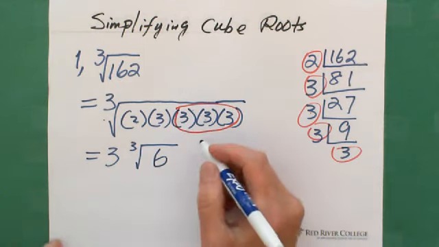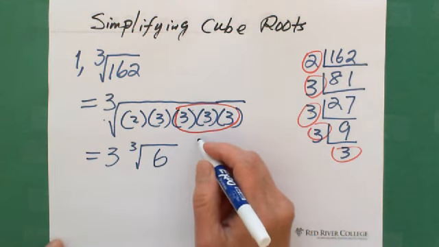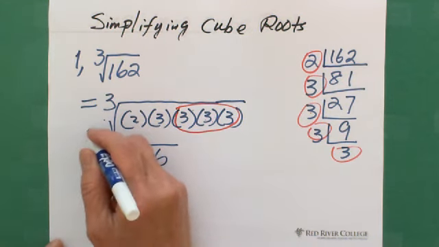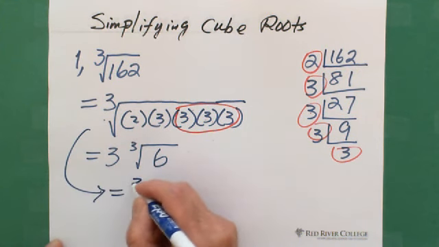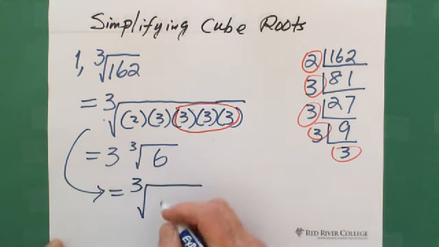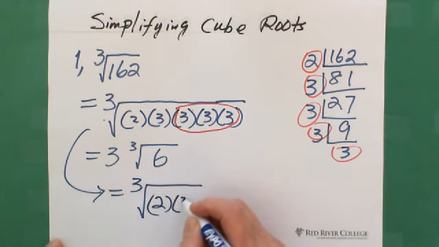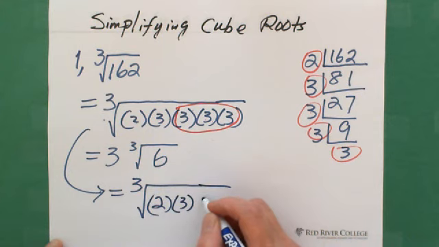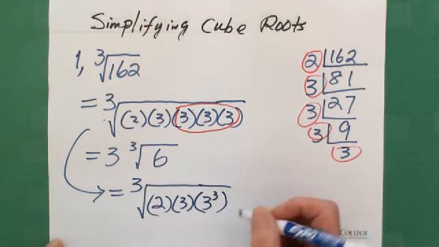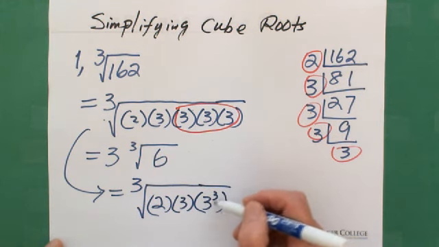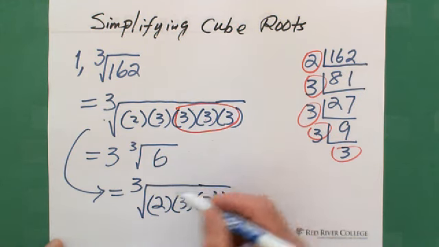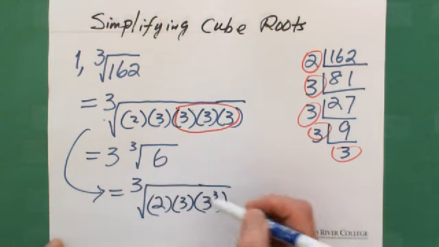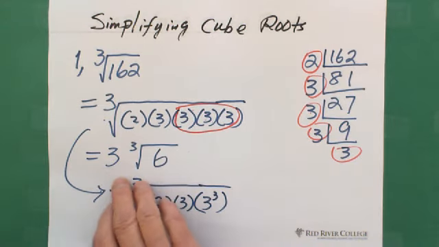Also, sometimes you can write it this way. After this step, you can write the cube root of 2 times 3, and this is a 3 cubed, right? You can write 3 cubed from this step to this end, then you see this is cubed, so the cube and the cube root will cancel each other, so the 3 goes outside. Okay, this is the first one.